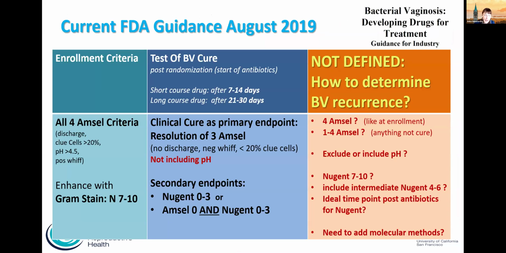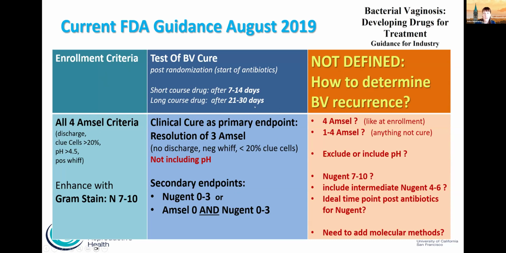What is a little problematic is that it is developed as a test of cure of BV after treatment, and is not designed to determine BV recurrence. You can see that the enrollment criteria, even what is determined to be BV at enrollment, are different. There are 4 Amsel criteria at enrollment, but they only use 3 at the test of cure. Gram stain is mentioned as an enhancement, but really a secondary endpoint.